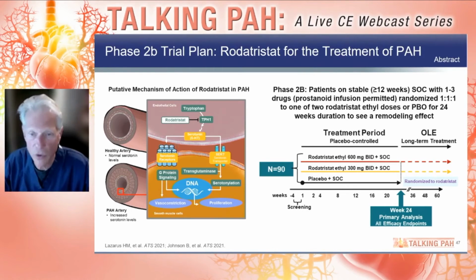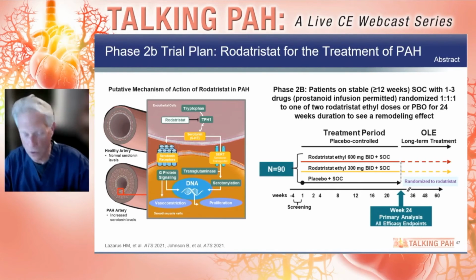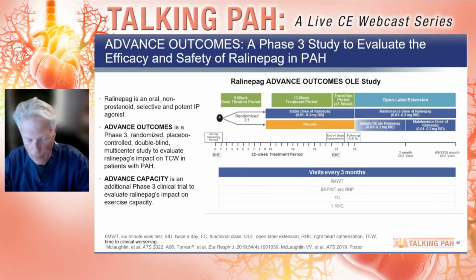But there will be an interim analysis at 12 weeks to find out, one, is the drug safe, and is there any early sign of efficacy? So this is about halfway enrolled at this point. The primary endpoint is pulmonary vascular resistance, which is not uncommon in a phase 2 trial. And then there are a number of secondary endpoints that include the rest of the hemodynamic profile, time to clinical worsening, 6-minute walk distance, and functional class, to name a few.